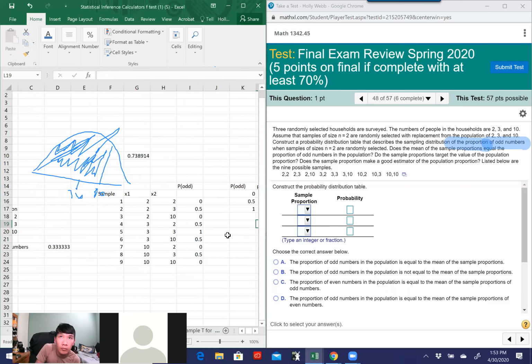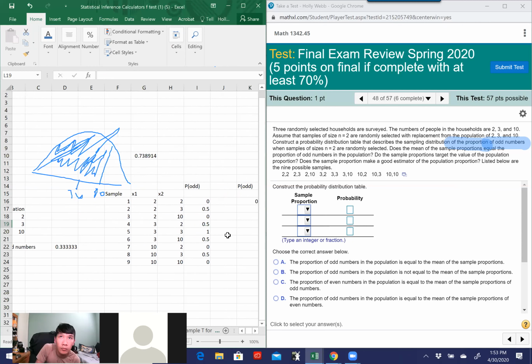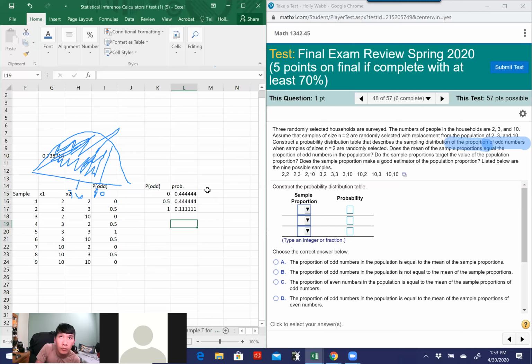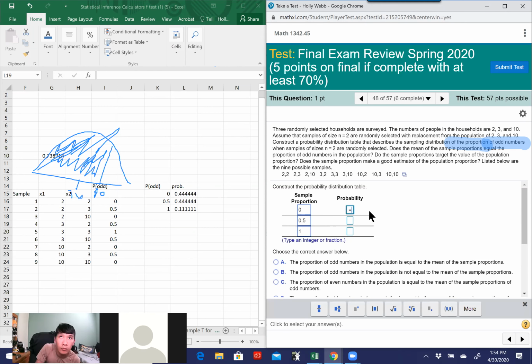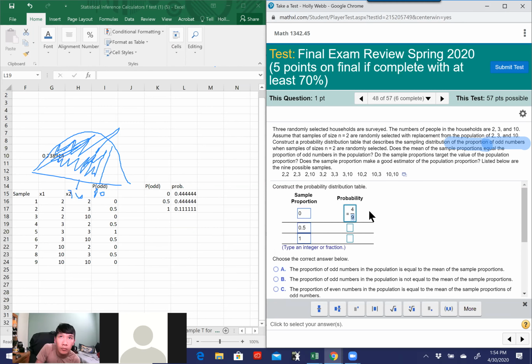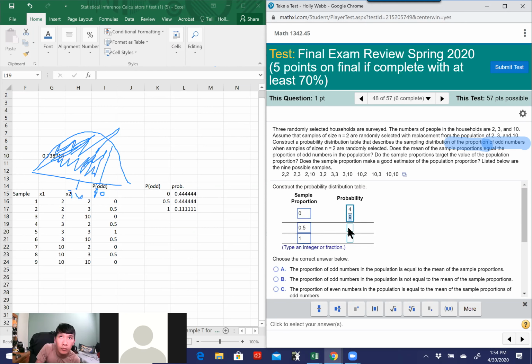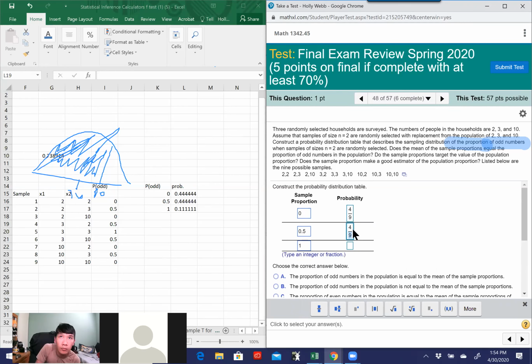Okay, so remember that our population proportion of odd numbers was 1/3, and we're going to find the mean of our sample proportion of odd numbers. So let's go ahead and fill in this table. 0, 0.5, and 1. And they want integers or fractions here. So I'm going to put 4/9. Oops, I don't need an equal sign. That'll mess me up. Don't put equal. Don't do what I do. 4/9. And I'm going to put 4/9 again. And 1/9.